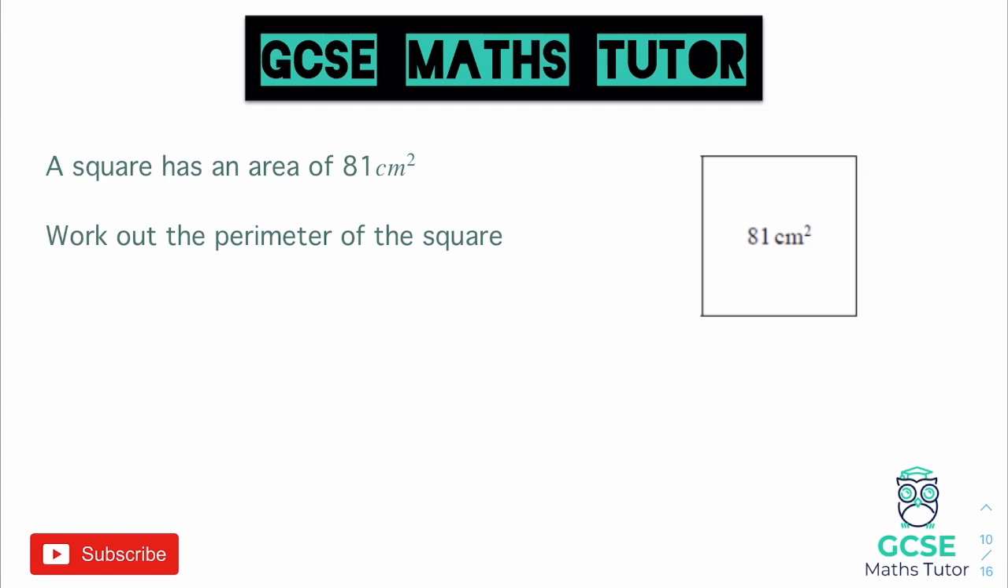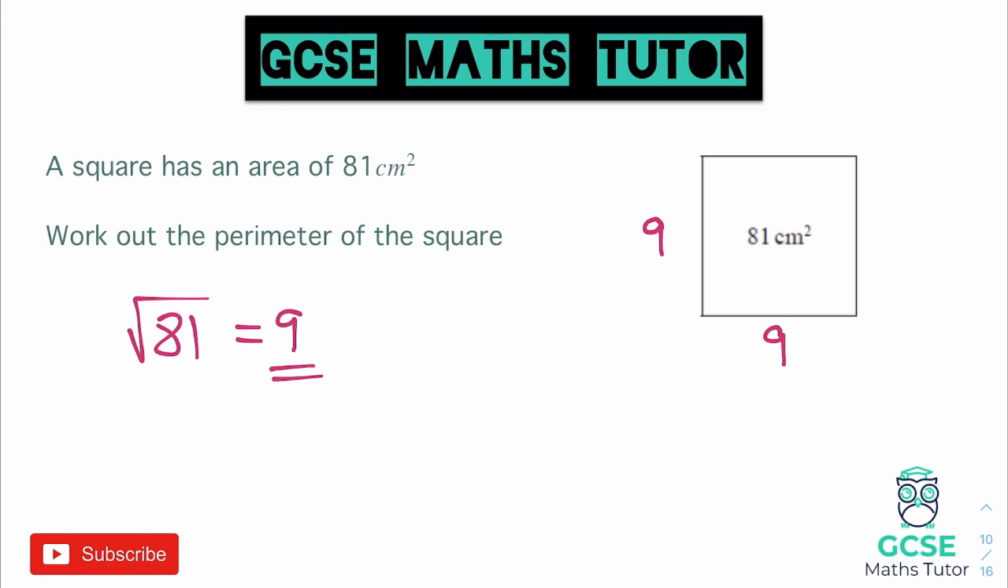So if the area is 81, we're thinking what number times by itself, because we've got a length times width for the area of a square, is going to equal 81. And hopefully you can spot that that is 9. It's 9 times 9, which will give us an area of 81. When it comes to a square, you could actually just do the square root of 81. That's obviously figuring out what number times itself makes 81, and that would give you the answer 9.